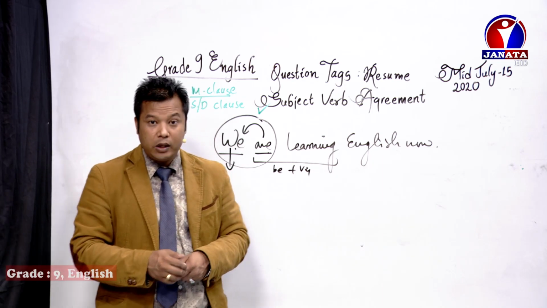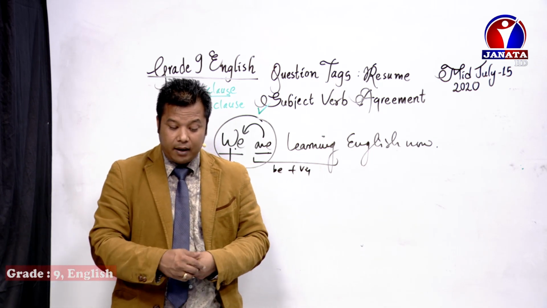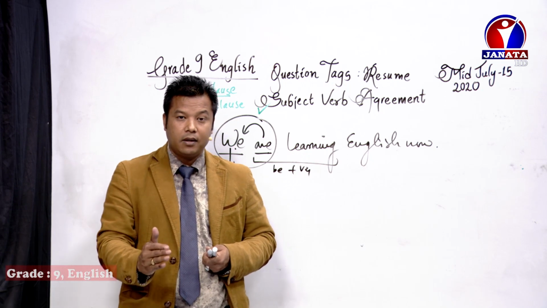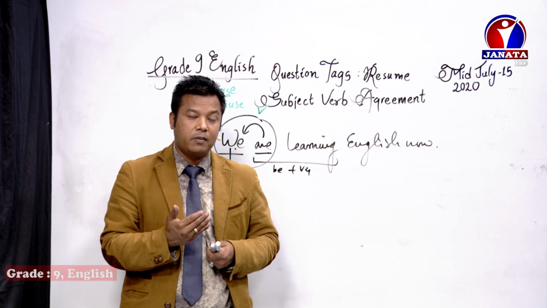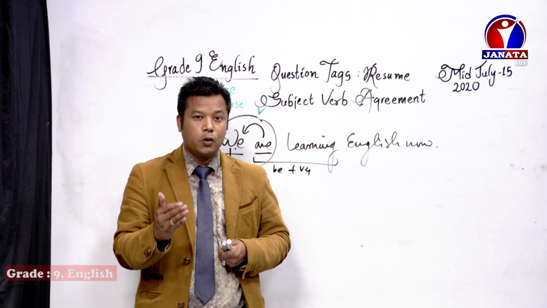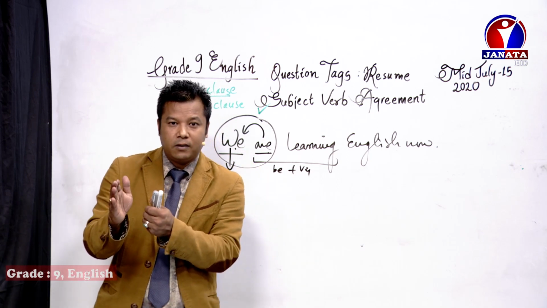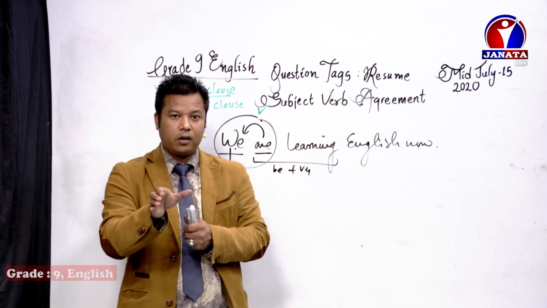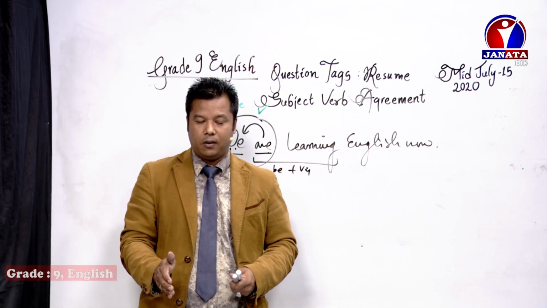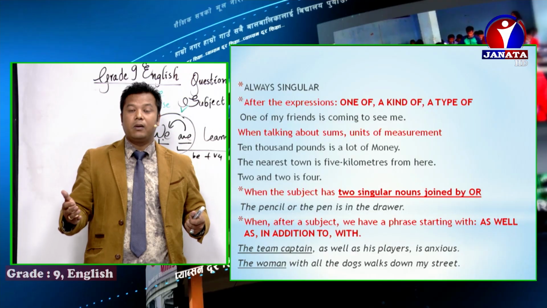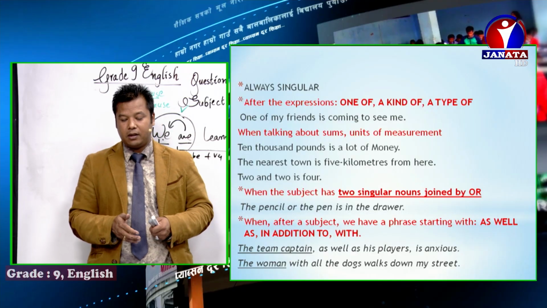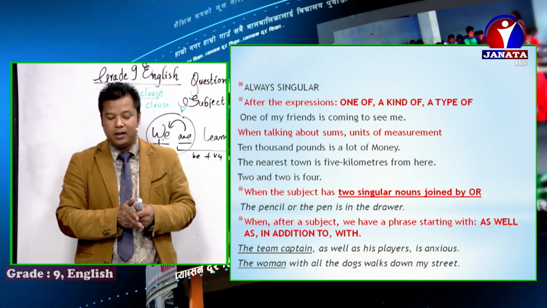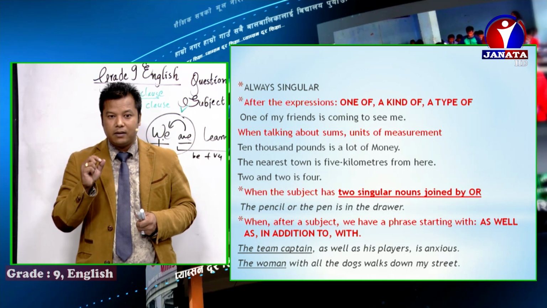Right now, we'll deal with some interesting parts. So I have selected these topics based on my experiences and observations that students do have certain difficulties with very few things, not all. So I have brought only these difficult sections, all right? Always singular cases. See, after the expression, if you're using one of the, or kind of the, or type of the, you're always using a singular verb.